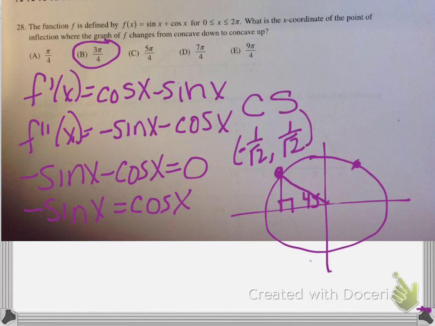So let's substitute and see if it works. So negative sine is equal to cosine. Yes, that works. So therefore, B was the correct answer. And if that wasn't the correct answer, you would keep going until you found one.